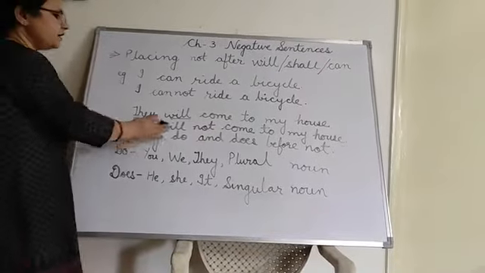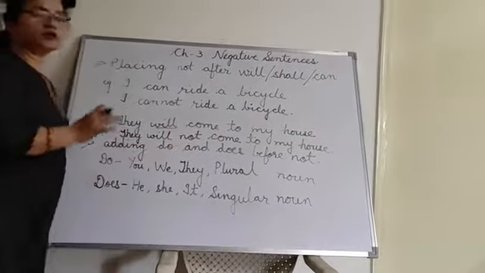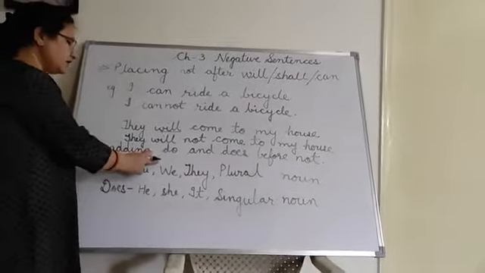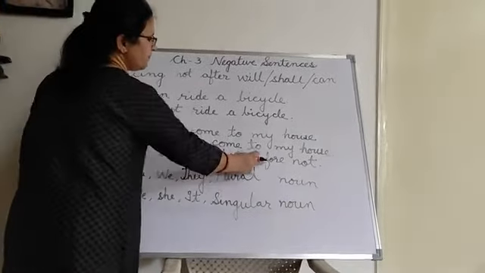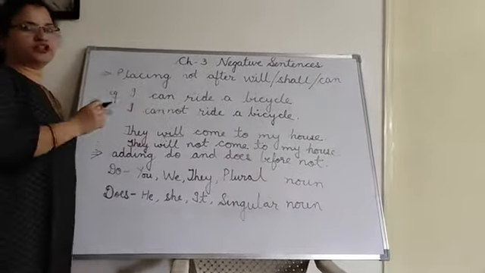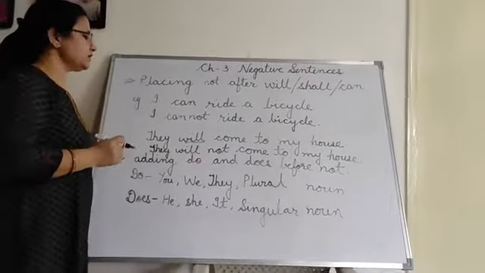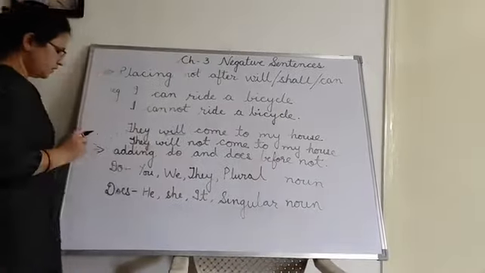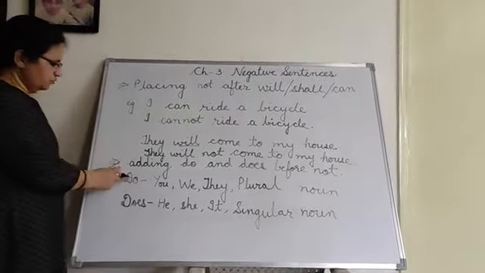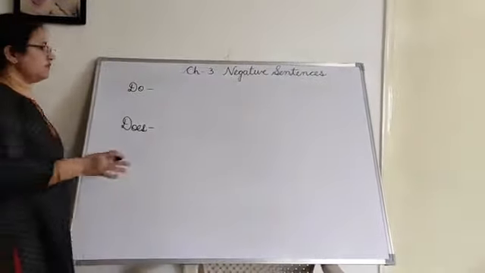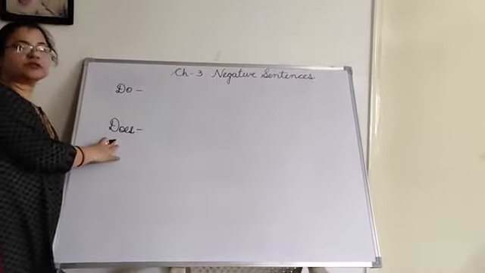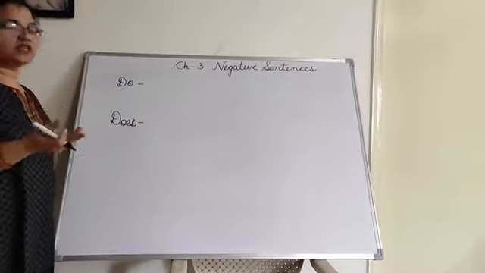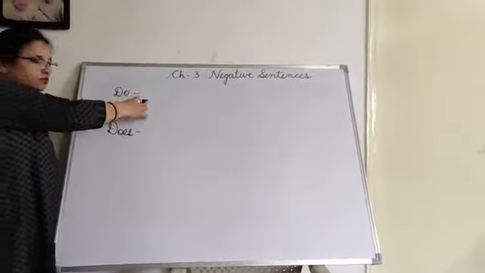Now, by adding do and does, you can also change one positive sentence into a negative sentence. Now, where will you place do and does? Before not. If you are going to change one positive sentence into a negative sentence, you have to place do and does before not. Now let's learn where to use do and where to use does. Children, if these two words come in a sentence and you have to make it negative, not will be placed after do and does.